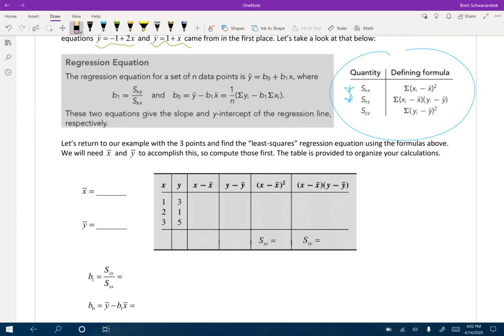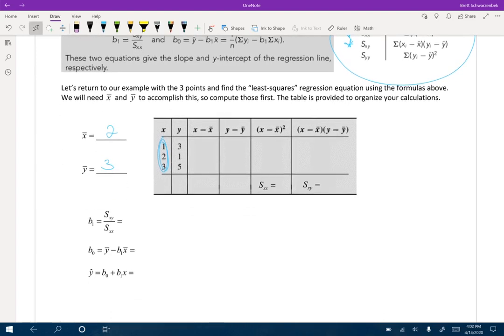So if you look at the 3 points that we have here, in order to do anything, you notice that this equation here has y bar and x bar, so we need to find those. So let's look at our x column here. What is the average of 1, 2, and 3? Well, we could add them up and get 6 and divide by 3 to get 2, but clearly 2 is going to be the average of 1, 2, and 3. Y bar, what is the average of 1, 3, and 5? Clearly that'll be 3, but if you want to add them up and get 9 and divide by 3, you're going to get 3. So that's going to help us right off the bat.